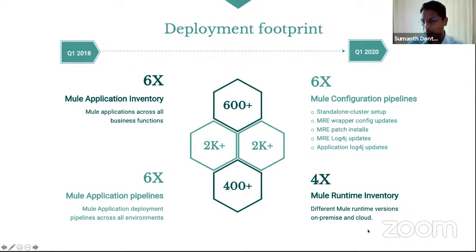So this is the current deployment footprint. We started in early 2017 a detailed analysis on MuleSoft, but 2018 is when we actually had a major workload. But the scale at which we were going was a lot, and we had to do the process improvements and catch up to be able to get up to this scale. So if you look at our Mule inventory, it has moved 6x. We have 600 plus applications.